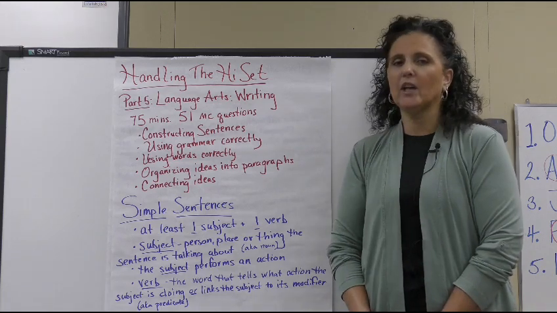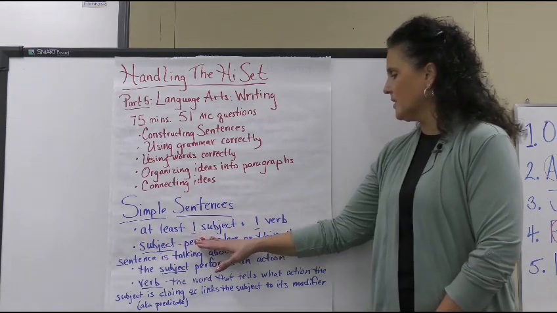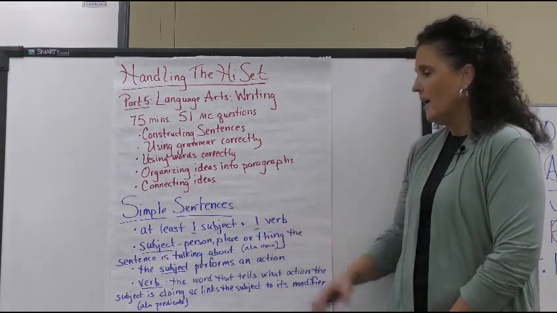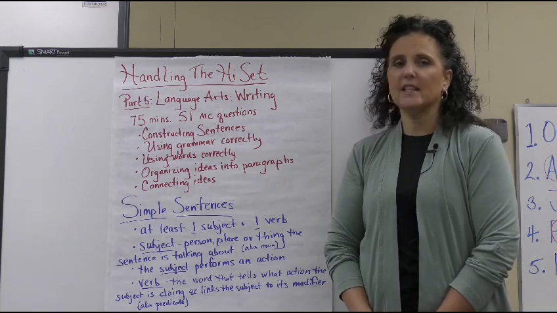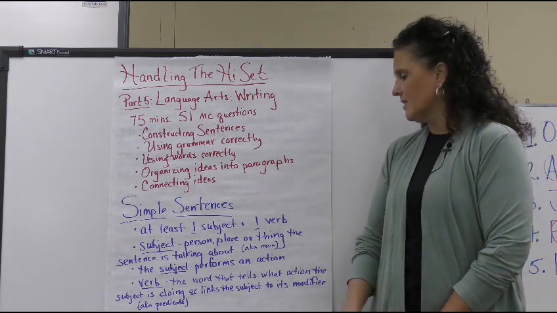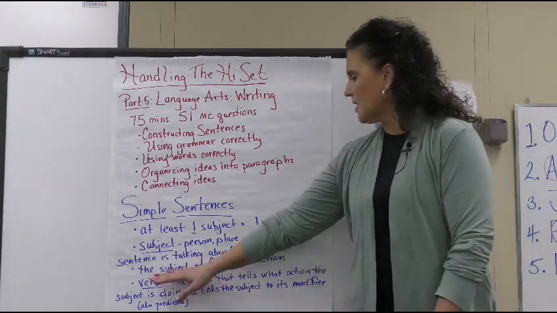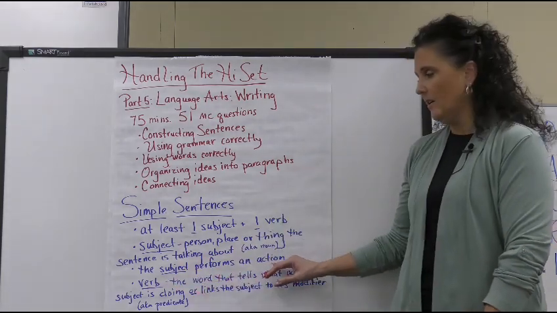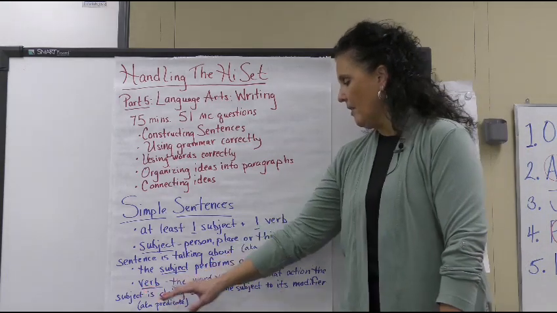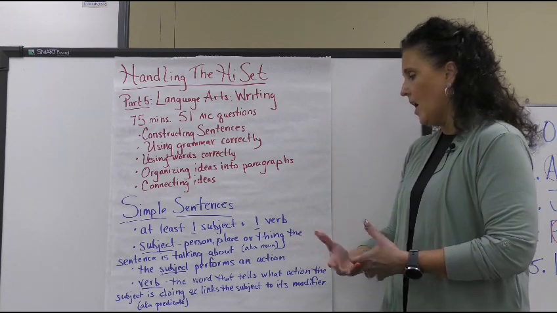The first thing we want to look at are simple sentences. In a simple sentence, we have at least one subject and one verb. The subject is the person, place, or thing the sentence is talking about, the noun. The subject performs an action. That action is the verb. That's the word that will tell us what action the subject is performing.